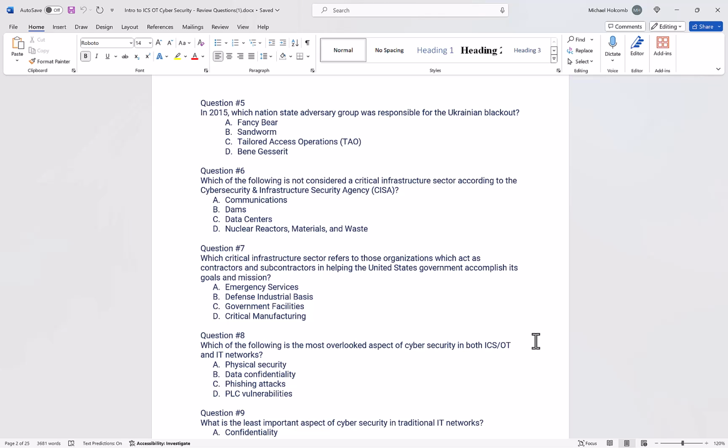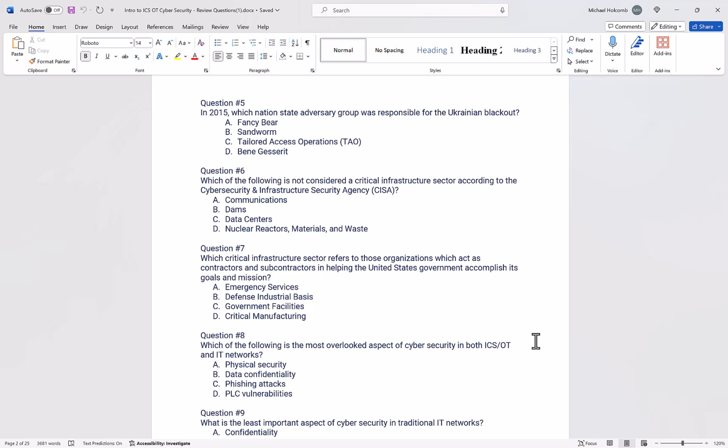Question 6: which of the following is not considered a critical infrastructure sector according to CISA, the Cybersecurity and Infrastructure Security Agency? As I'm recording this, just a few days ago, they were hacked via one of their Ivanti VPN appliances, which they were warning the entire world about. So that was very interesting. But when we look at the different sectors, remember, there were 16 different sectors, or I used to think of them as different types of environments, or sometimes people might even say different types of businesses.